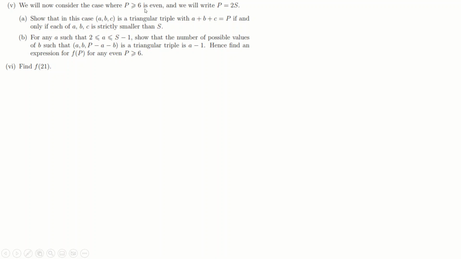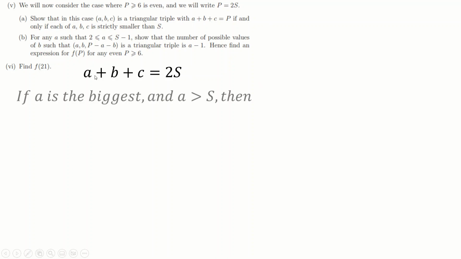We'll consider the case where the perimeter is even, and we'll write this. Okay, show that in the case A, B, and C, the triangular triple this, if and only if all of the sides are strictly smaller than S. So the perimeter is 2S, and what it wants me to show is that all of the sides are definitely less than S. Now this makes a lot of sense if you think about this geometrically, because if you've got a perimeter of 2S and one of the sides is more than half of that, think about trying to join up the triangle. You're not going to be able to do that because the other two sides are going to be less than the third one. But let's just prove that algebraically.